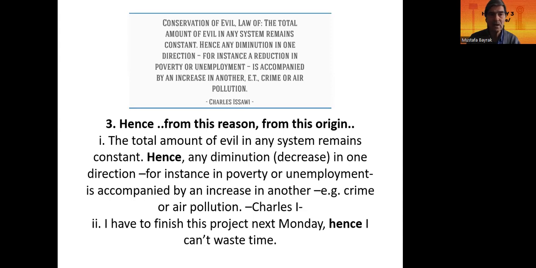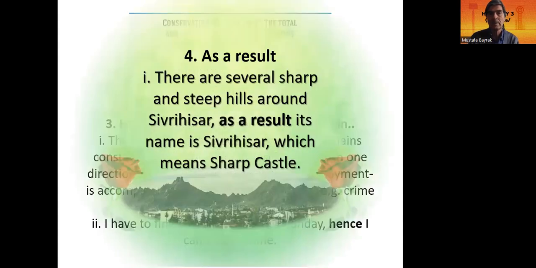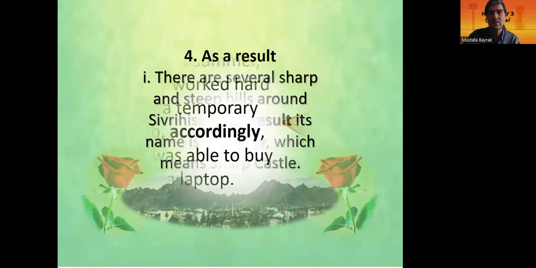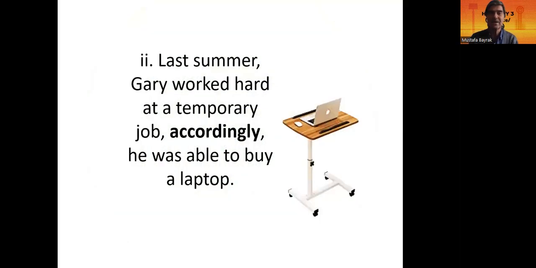Roman number two. I have to finish this project next Monday, hence I can't waste time. This is why I can't waste time. Now, as a result. There are several sharp and steep hills around Sivrisar. As a result, its name is Sivrisar, which means sharp castle. A town of Eskişehir. Sivrisar is a town of Eskişehir. Eskişehir is a city of Turkey.